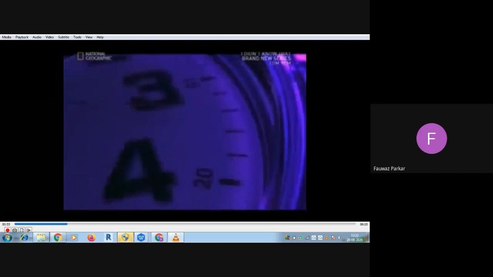Disasters don't just happen. They're the result of a sequence of events locked together in time. The science behind what went wrong is hidden in these seismic seconds.